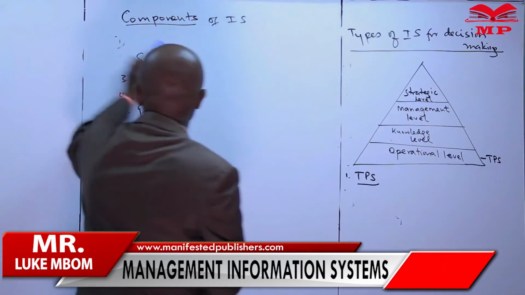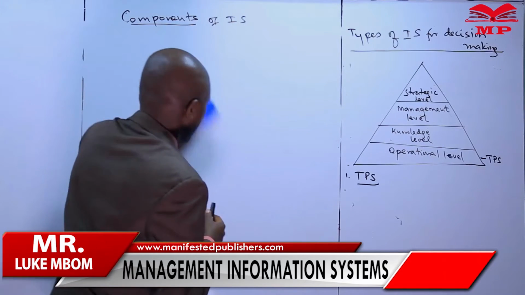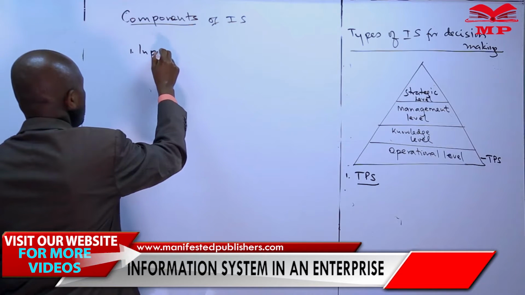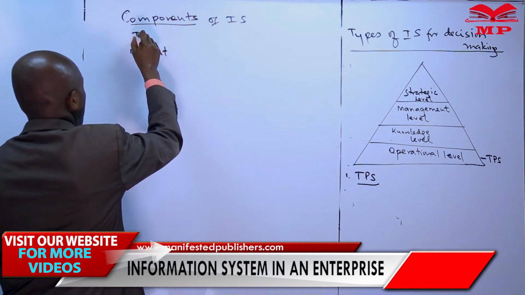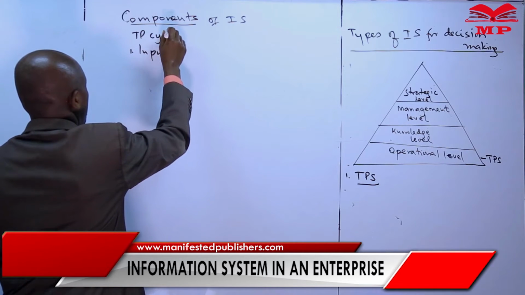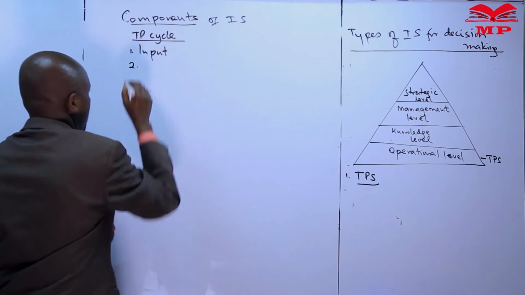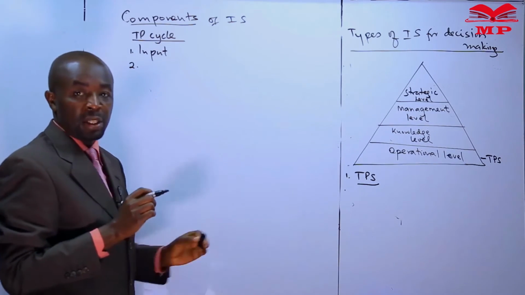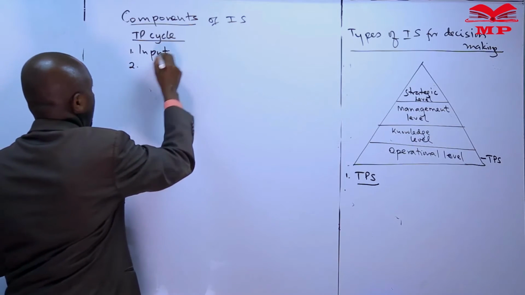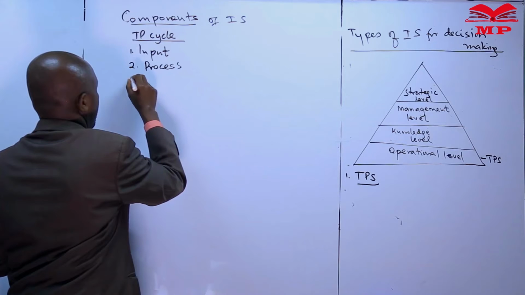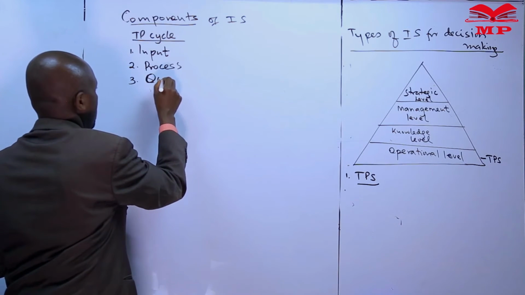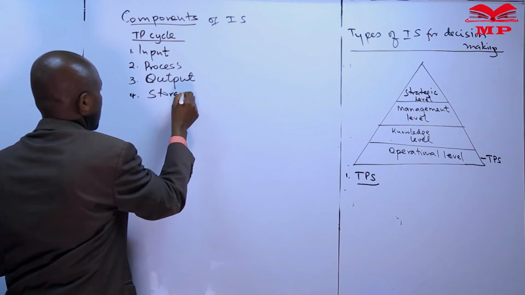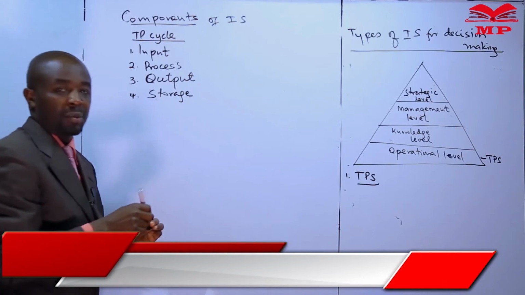The transaction processing cycle looks at a number of activities or points. We have input of data. Data is fed into the system, and the transaction processing cycle is supported by the TPS. So when I feed data into the system, that data will be processed. And we also have output. And we have storage. That gives us the transaction processing cycle.